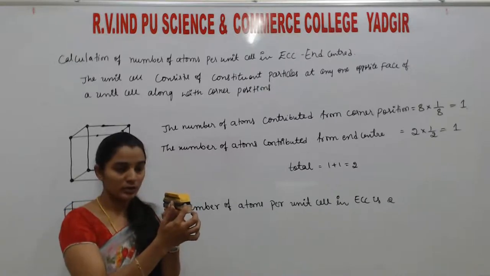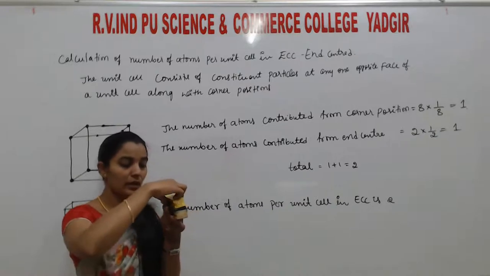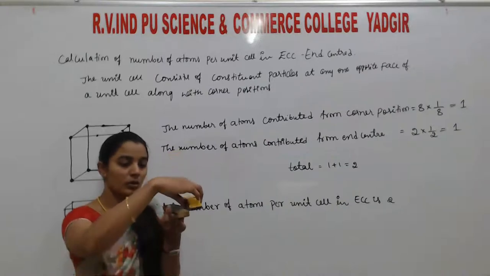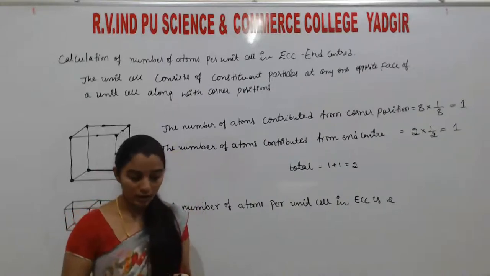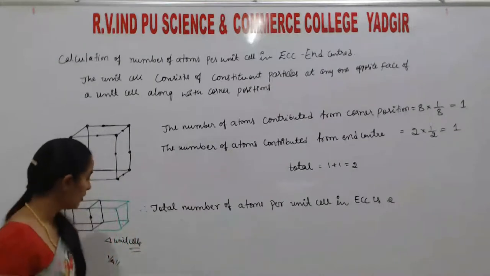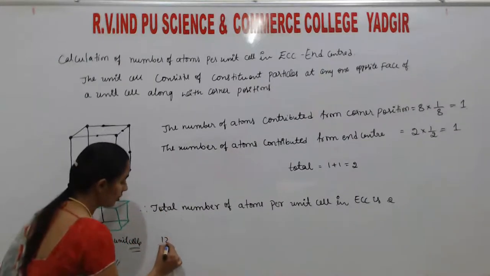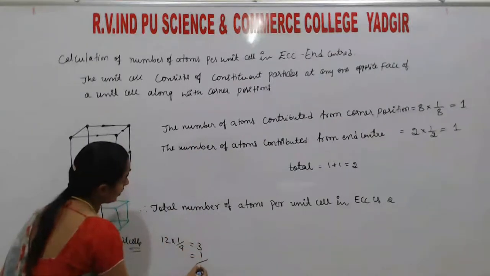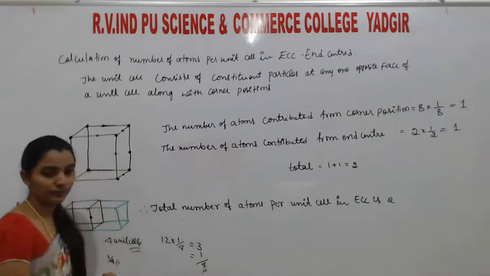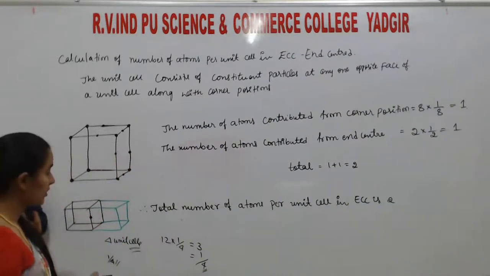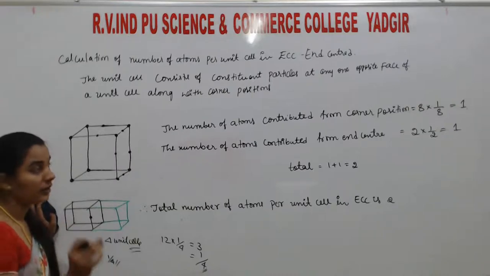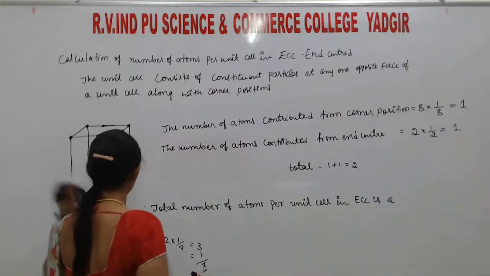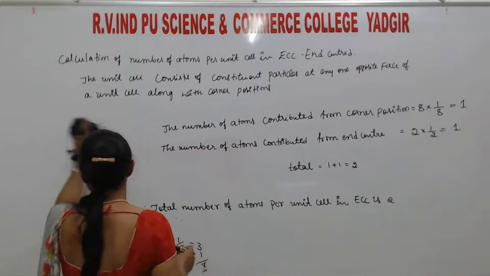This unit cell is shared between two. Next, in the above layer, one. Another one also in the above layer like this. It means one edge is shared between four unit cells. So the total 12 are there. 12 into 1 by 4, that is 3. From the same corner position it is 1, total 4. This is edge center, not end center. So, this is all about the unit cells.